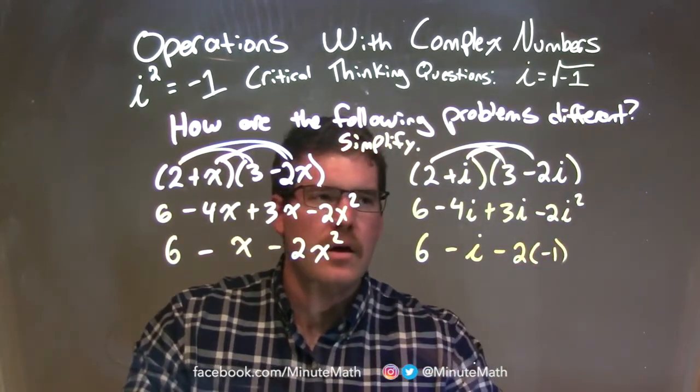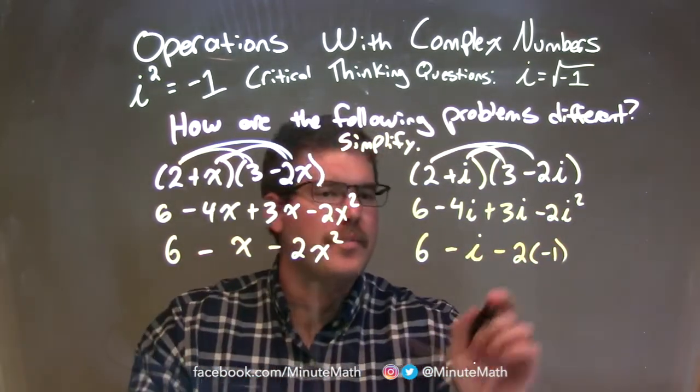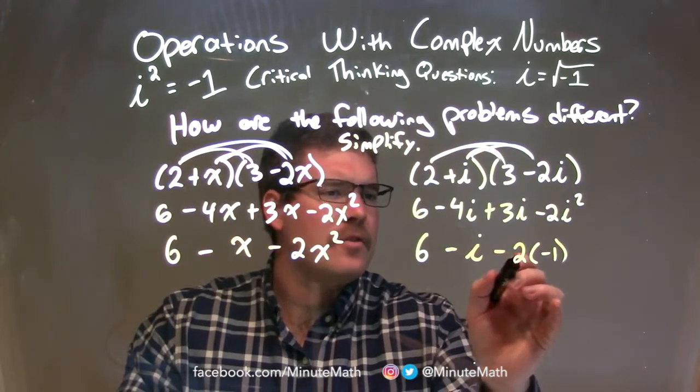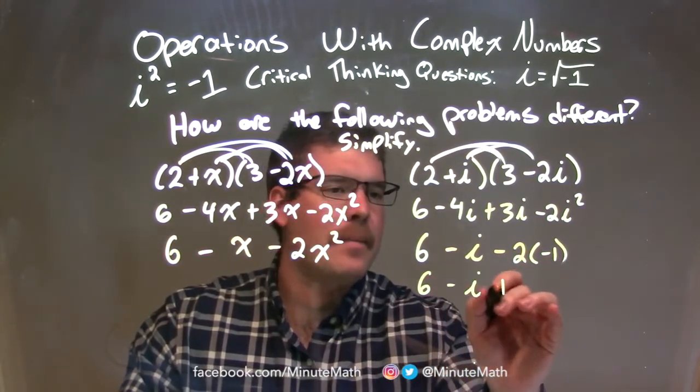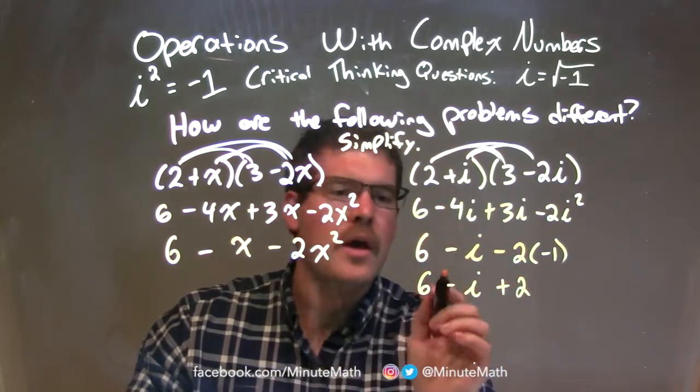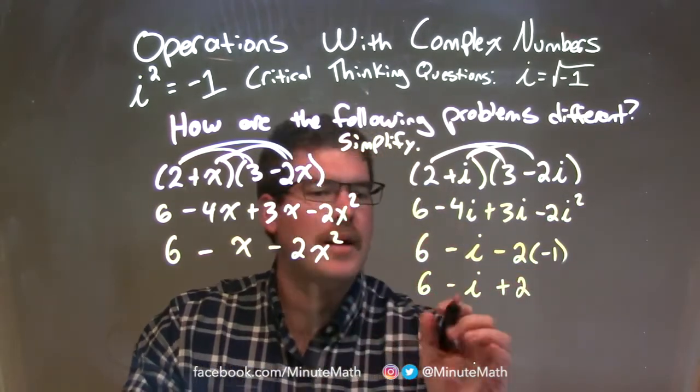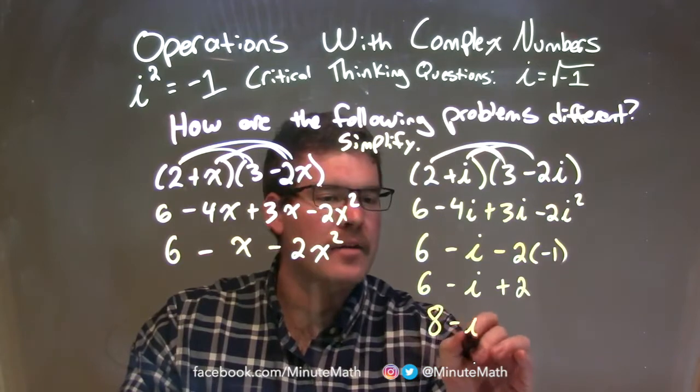Okay? Well, that's where it starts getting different here. Well, the minus 2 times a negative 1 is really a positive 2. So we have 6 minus i plus 2 going on here. We combine the 6 and the 2 to come out to be an 8. So we have an 8 minus i.